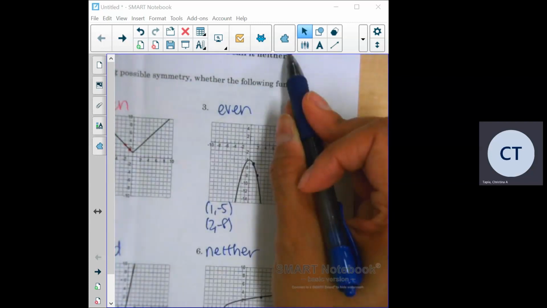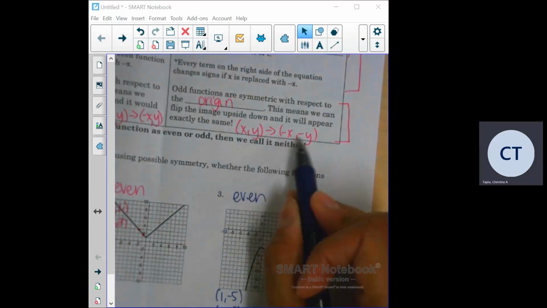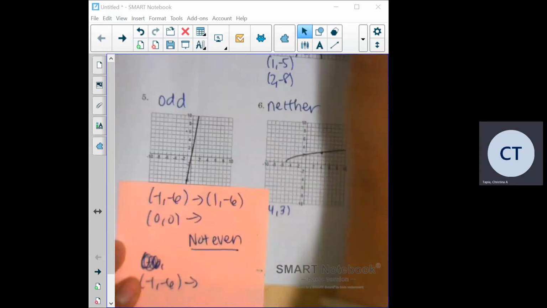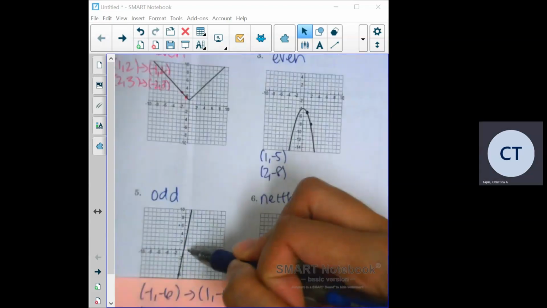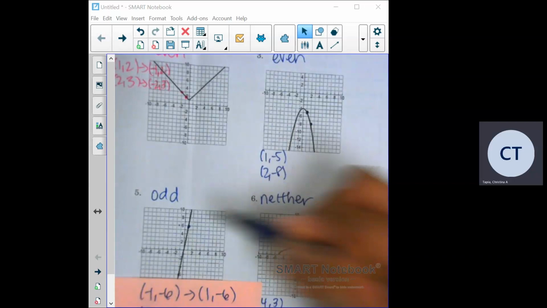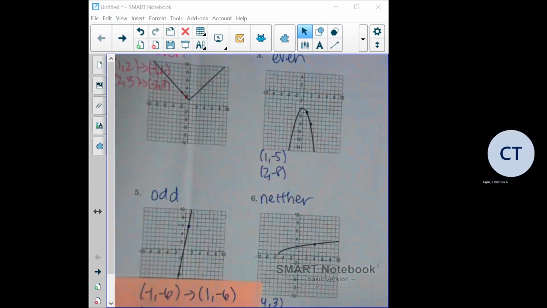For odd, let me go back up here. You would make both of them negative. Well, if they're already both negative, what sign are you going to turn it into? Positive for both. That point is on your graph. +1, +6 is right here. So that one would work. Is that okay? All right, good.